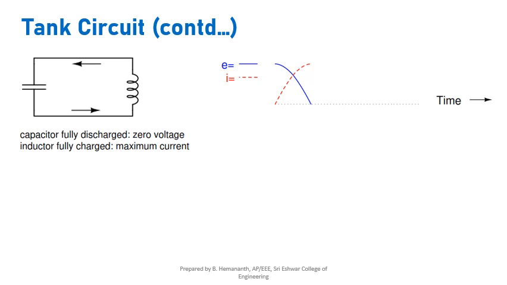Now after some time, the capacitor is fully discharged, and hence its voltage has reached 0. See, the voltage has come down to 0. At the same time, the inductor is fully charged and its current has reached maximum. Almost all the energy from the capacitor is now stored in the inductor.